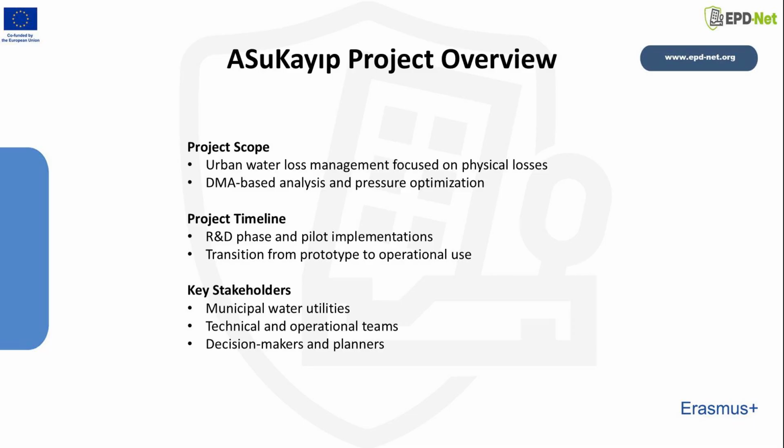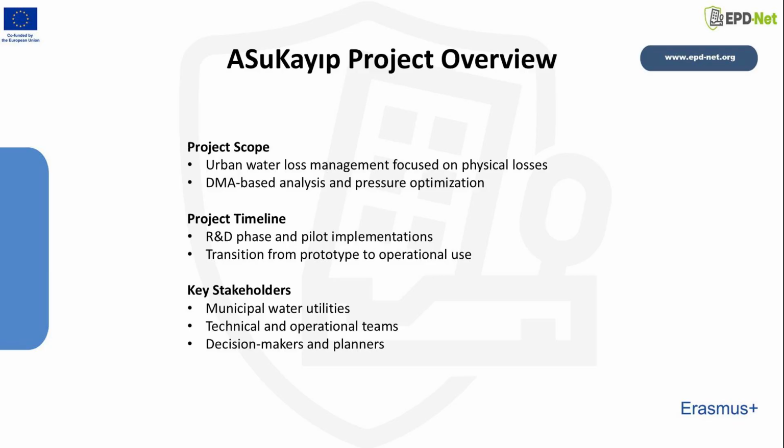The Ecological project is designed as a comprehensive solution for managing physical water losses in urban distribution networks. Its scope focuses on combining DMA-based analysis with pressure optimization strategies to reduce leakage and improve overall network performance.